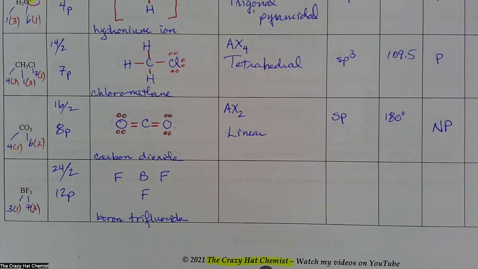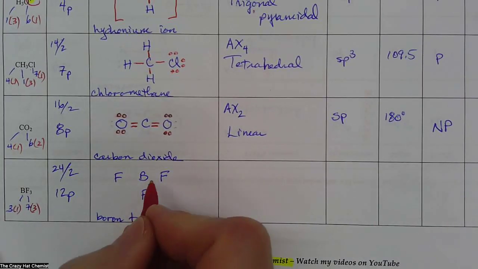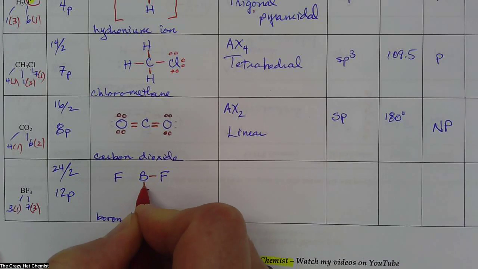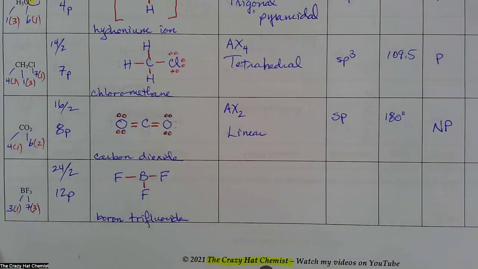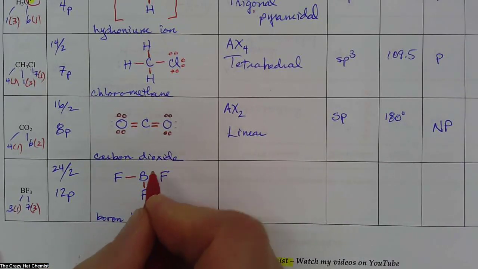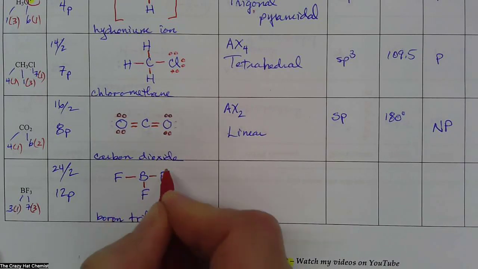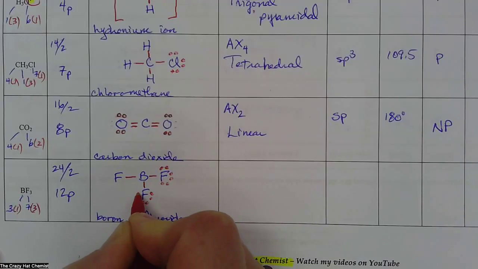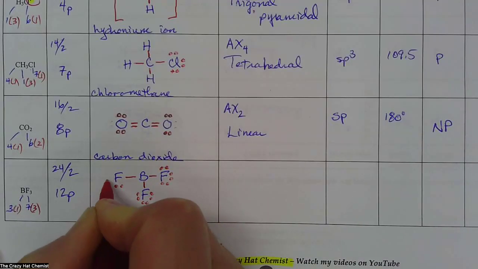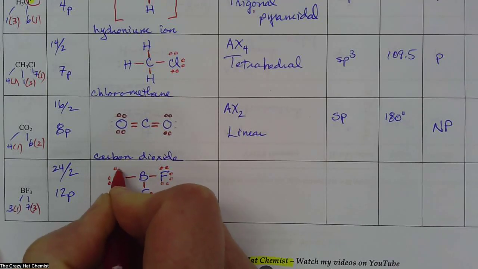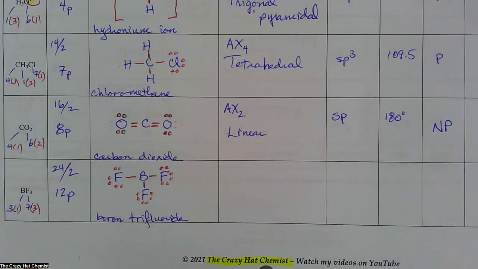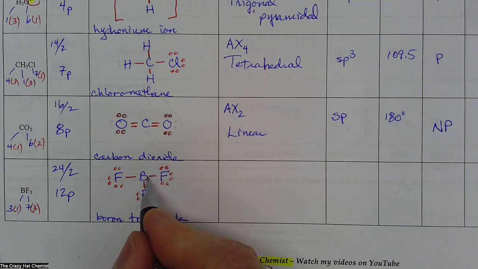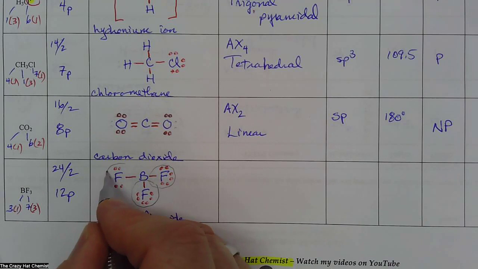So now to place those electrons around it. First, bonding pairs of electrons between the central and the outside element. Perfect. Then lone pairs on the outside. So that's 1, 2, 3, 4, 5, 6, 7, 8, 9, 10, 11, and finally 12. And then we circle these. Does each fluorine have an octet? Yeah.